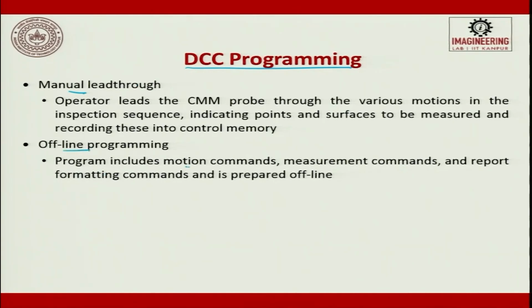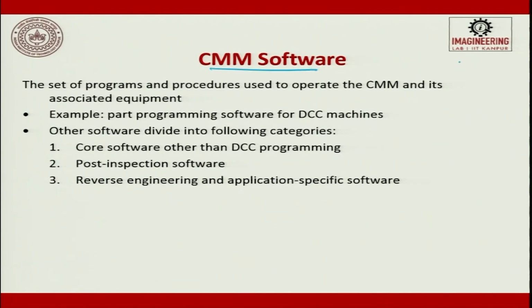The program includes motion control, measurement commands and report formatting commands, which is done offline from the data which is getting generated, or you generate a program and then you push it inside between the free time or during the dwell time. The CMM softwares, there are several softwares which are attached. Some of them are open source, some of them are attached and fixed to the machine alone. So, CMM softwares are the set of programs and procedures used to operate the CMM and its associated equipments. Example, part programming software for DCC machines are available today. The other software is divided into the following categories: core software other than DCC, post inspection softwares, reverse engineering and application softwares, which are used in CMM for measurements.